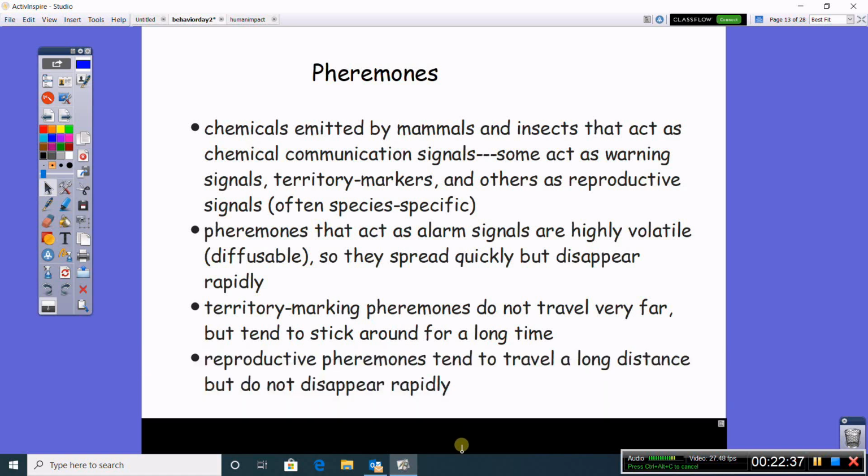And then reproductive pheromones can travel a little farther, and they stick around for a while too. Okay, so they kind of can travel and they can stick around for a longer amount of time.